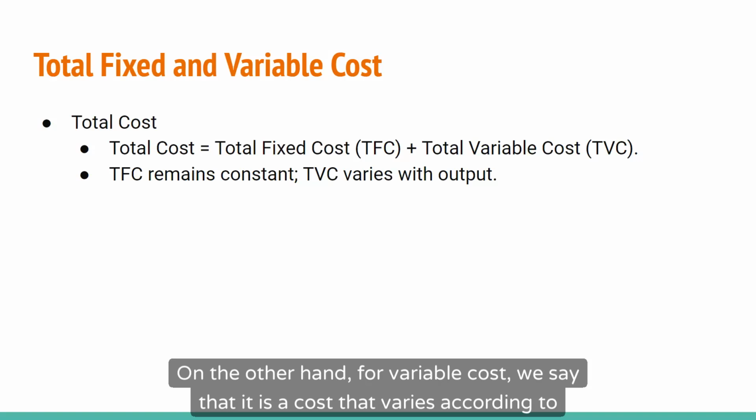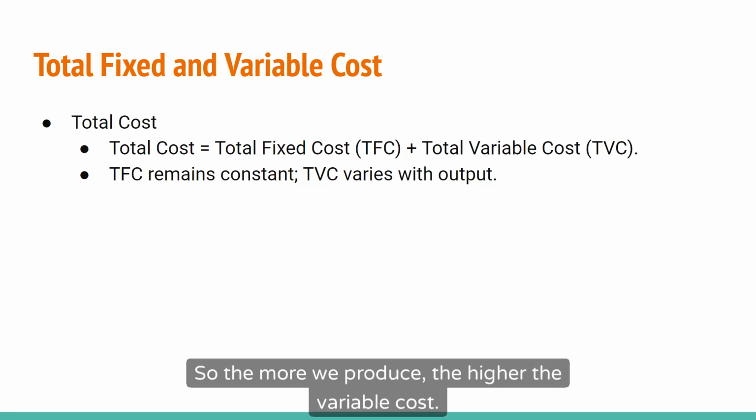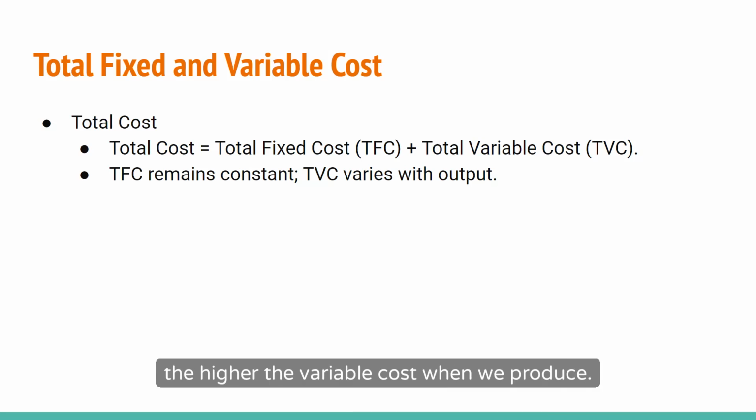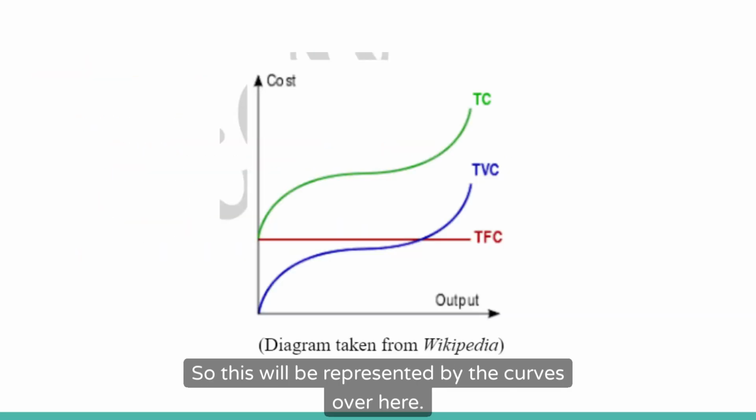On the other hand, for variable cost, we say that it is a cost that varies according to the differences in the output level. So the more we produce, the higher the variable cost. This will be represented by the curves over here.